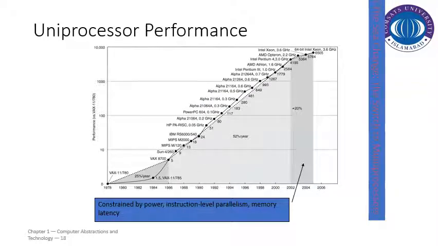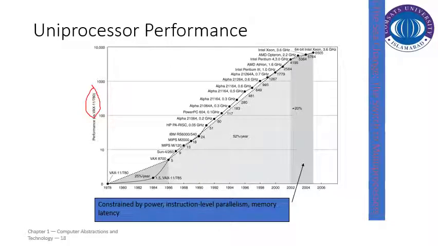How else can we improve the performance? We can use the concept of parallelism, instruction level parallelism, and we can improve the memory latency within a system. If we can improve the response of the memory, definitely we can improve the performance of the uniprocessor system. We can see from this graph, with the passage of time, the comparative performance of this particular setup.